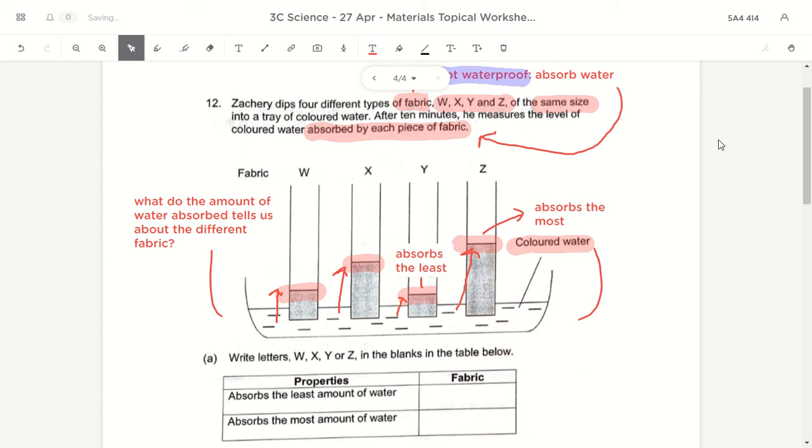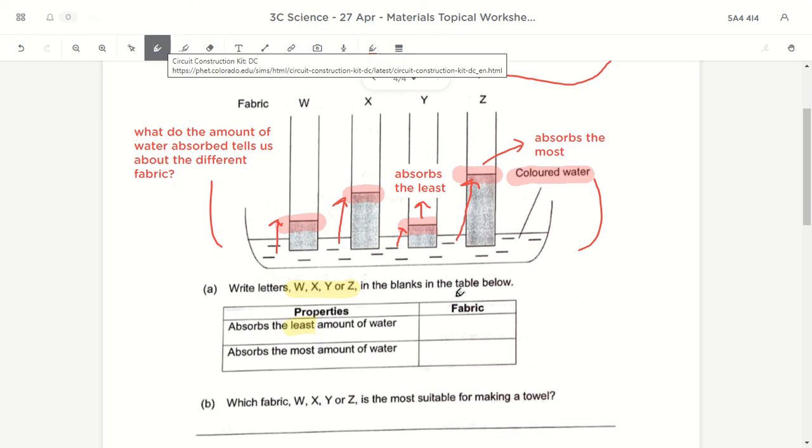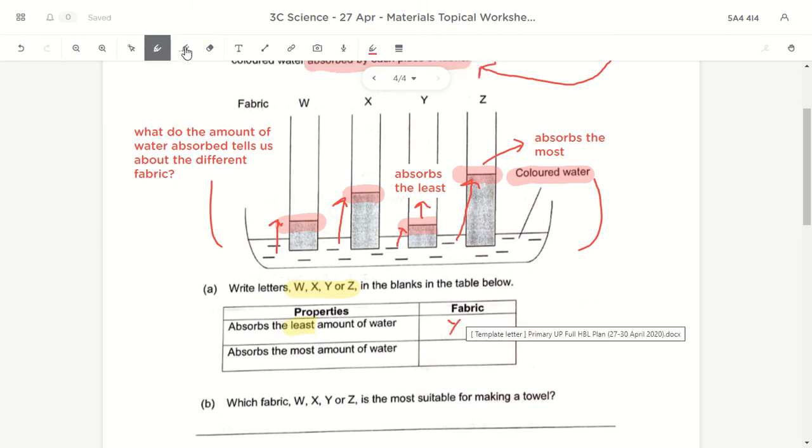Okay, so with that, we can answer the first part already. So write the letters W, X, Y, Z in the box below. Who absorbs the least? The least will be Y. Who absorbs the most? The most will be Z. Okay, so this is by looking at the diagram and making sense of the diagram. If it has the lowest level, it absorbs the least. If it's the highest level, it absorbs the most water.